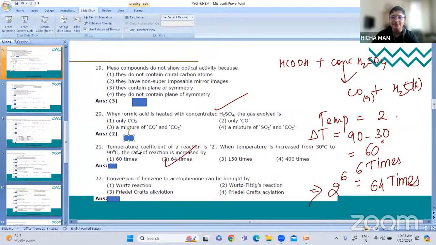Yes, option number 2. Is it correct? Got it? So temperature coefficient is given, that is 2. Now, what is the change in temperature? That also we have seen. The change in temperature can be calculated by higher minus lower. So 90 minus 30 is 60 degrees. So for every 10 degree rise in temperature, the rate constant will be increased. So the ratio of rate constants is taken when the temperature is increased.